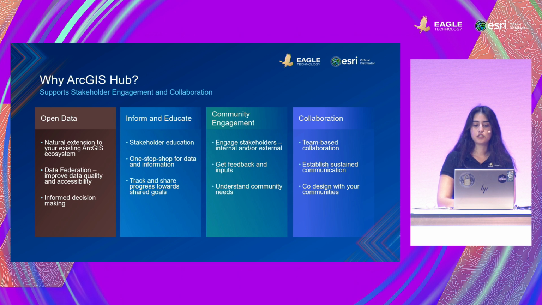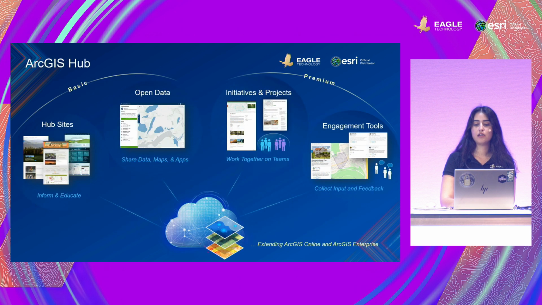You can also establish community engagement, where you engage with your stakeholders, whether they're internal or external to your organization. And you can start getting feedback and inputs and really understand the community needs. And you can also establish team-based collaboration, so you can maintain this communication channel and design with the people that you're working for. Now looking at ArcGIS Hub and all the different pieces more specifically, they can be broadly summarized in these two categories, which are information and education, and engagement and collaboration. We're making this distinction mainly because of the two different Hub offerings, which are Hub Basic, where you can create Hub sites and create open data portals, and Hub Premium, where all those extra engagement and collaboration tools come into play.